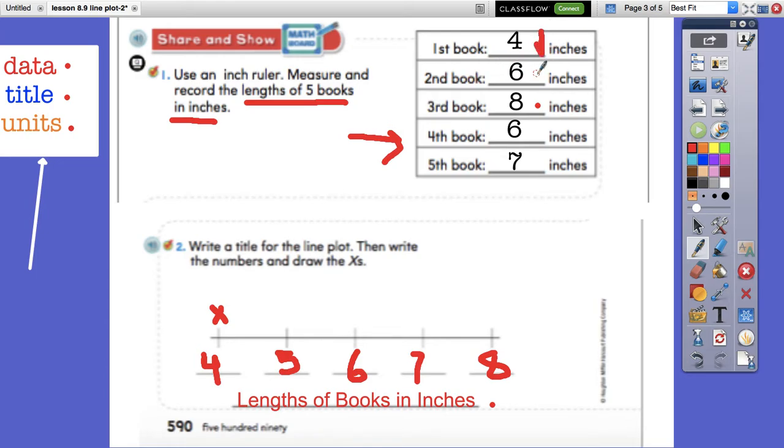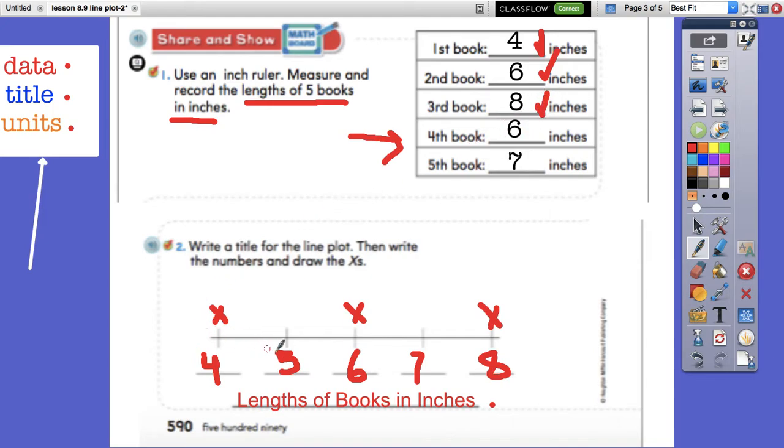My second book is 6 inches long. I come down, I find the 6, I put an X above the 6. Done with that one. My third book is 8 inches. I come down here, I find the 8. Again, I put my X above the 8. The X tells me that there's a book that is 8 inches long. Put a check.